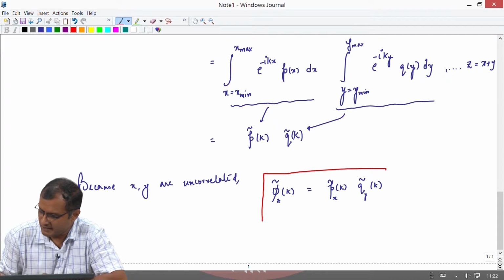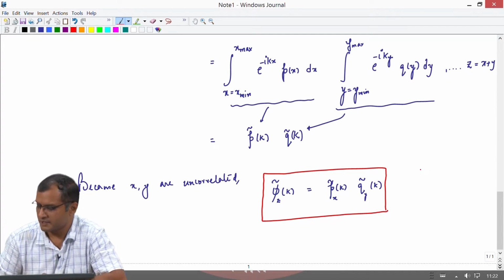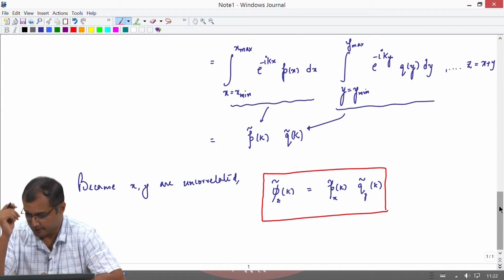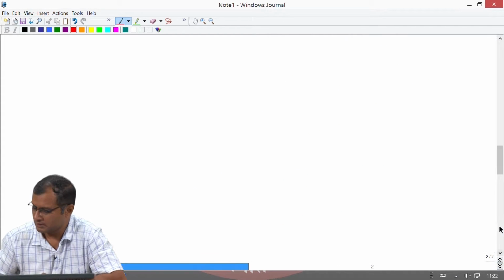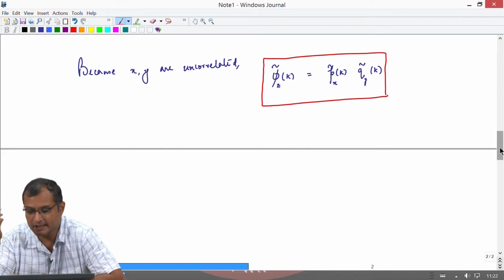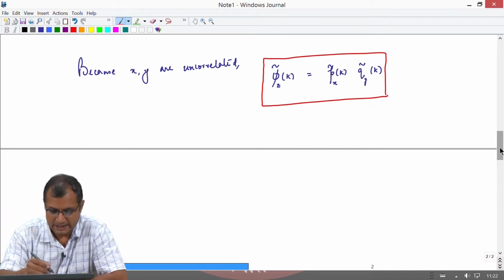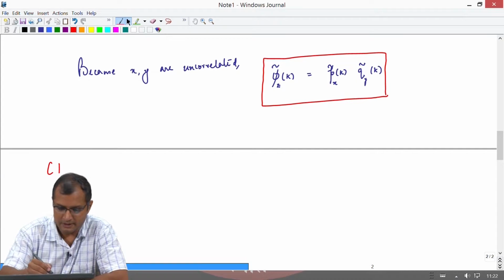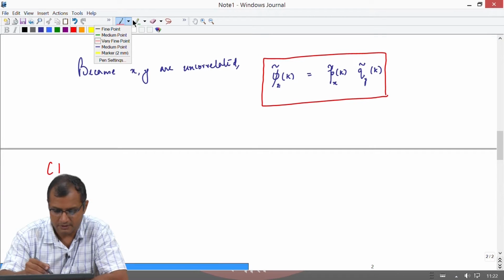So, this is a very important result, and I am going to use this to derive the central limit theorem. So, this is a very important result. Now we are in a position to formally state and derive the central limit theorem. So, I am going to basically make the definition here or state the central limit theorem here.